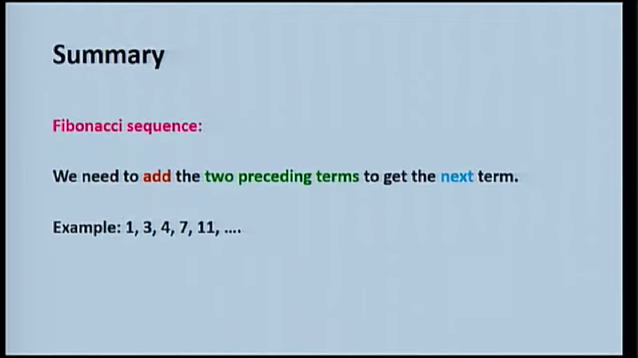So let us see what we have learned in today's lesson. The first thing that we have learned is the Fibonacci sequence. We have learned that we need to add the two preceding terms to get the next term. For example here, 1 plus 3 will give me the third term, which is 4. 3 plus 4 will give me 7, and so on.